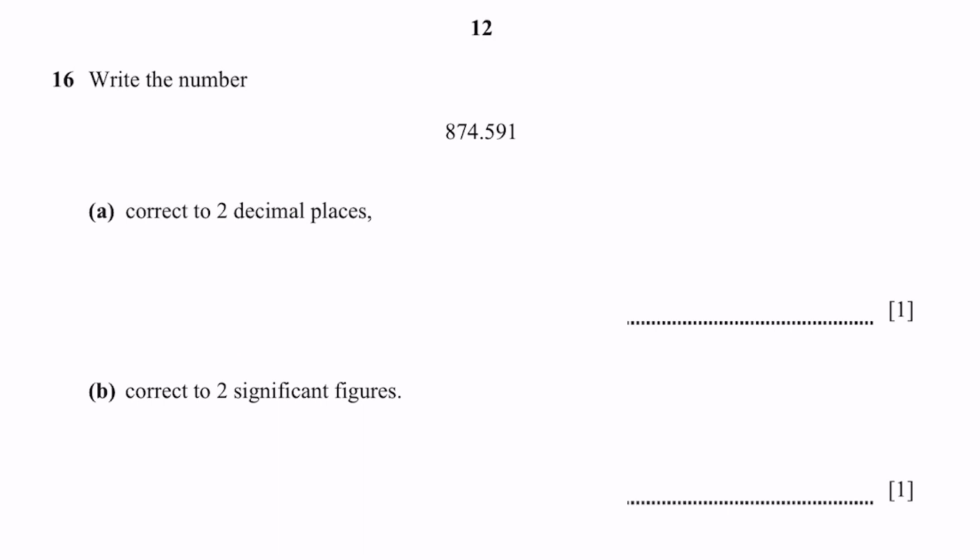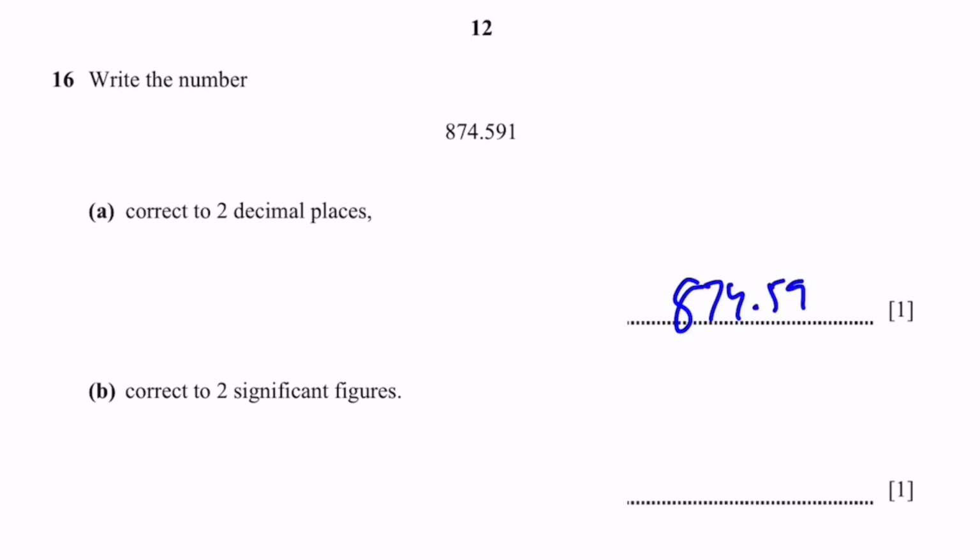Write the number 874.591. A. Correct to 2 decimal places. The 2 decimal places in this are 5, 9. 9 is the second decimal place. 1 is the third one and it's less than 5, therefore we don't change it.